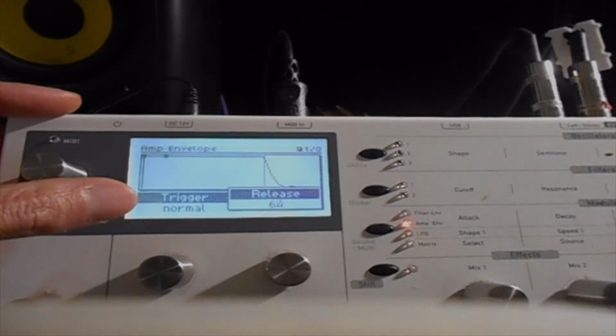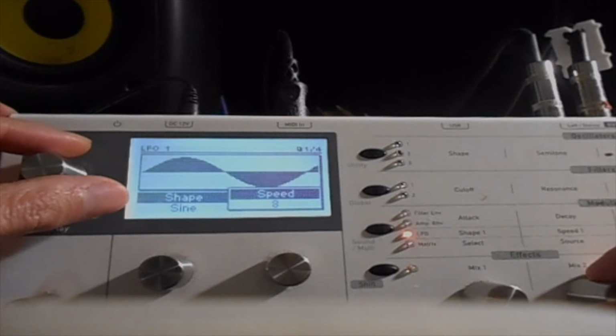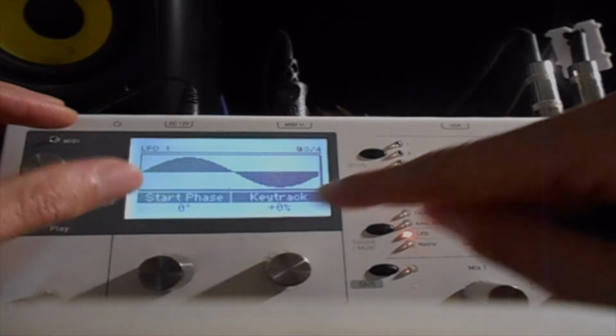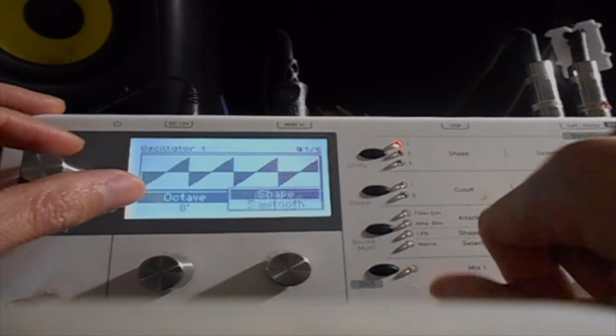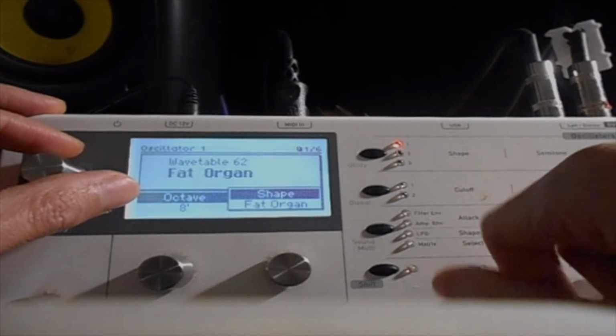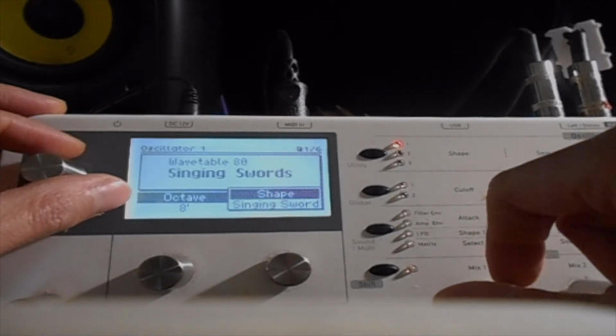Bring amp on. Since this is envelope mode, take it back to 7. Key tracking is 0, start phase 0. Crank this back up. Turn to a resonator, right? Singing swords.